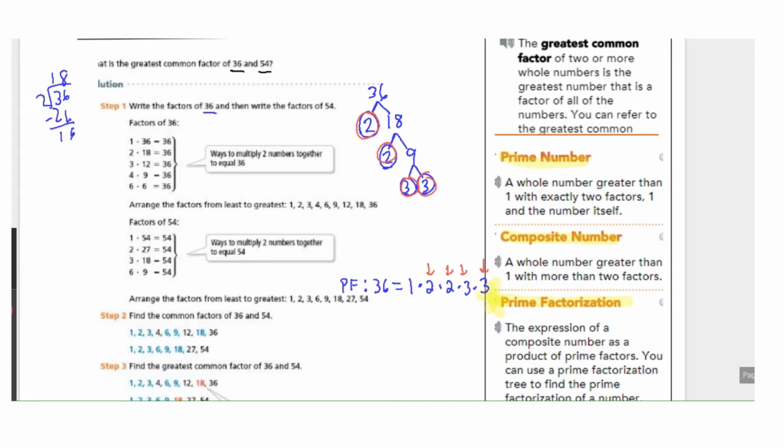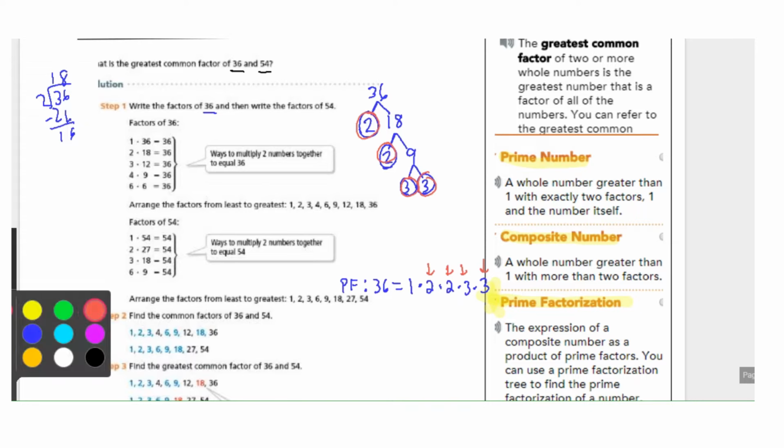So the prime factorization is, you can check it by multiplying 1 times 2, which is 2, 2 times 2, which is 4, 4 times 3, which is 12, and 12 times 3, which is 36. So I know this is the correct prime factorization for 36.